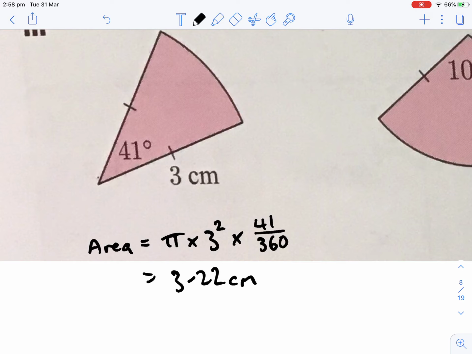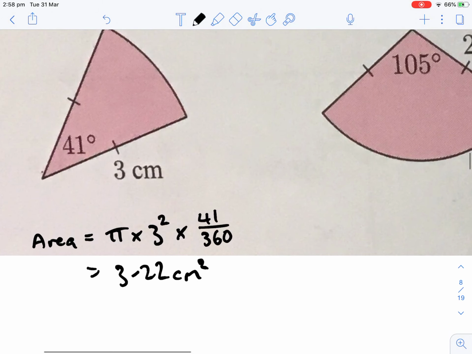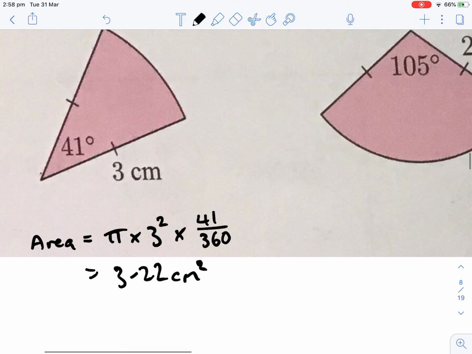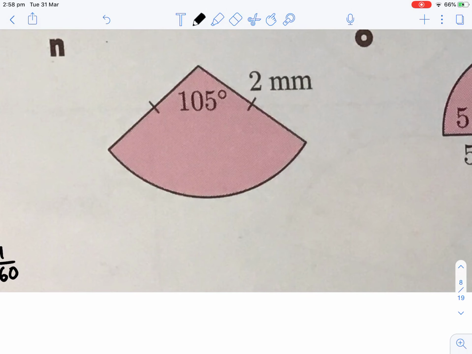And if we processed that, we'd get an answer of 3.22 centimetres squared. Okay, and again, that means that my decimals are millimetres, so I could round that down to 1 decimal place of 3.2 centimetres squared. Same process for the rest of these. Your area is going to be equal to pi times your radius, which in this case is 2 millimetres squared. That would give me a full circle, so I'm going to times it by what fraction of a circle I have, which is 105 out of 360 degrees.